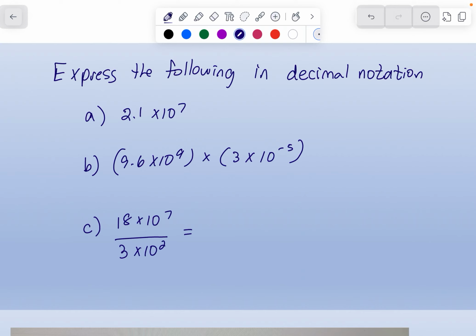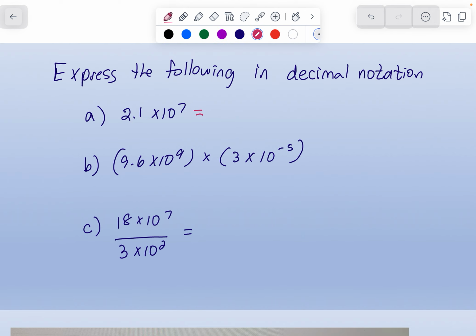So in this video, we are going to talk about decimal notation. If you take a look at our first problem, you've got to remember that this is scientific notation. So what you see here would be considered scientific notation. To make it decimal notation, we want to move that decimal place 7 places to the right. When that is positive, we go to the right. If it's negative, we go to the left.